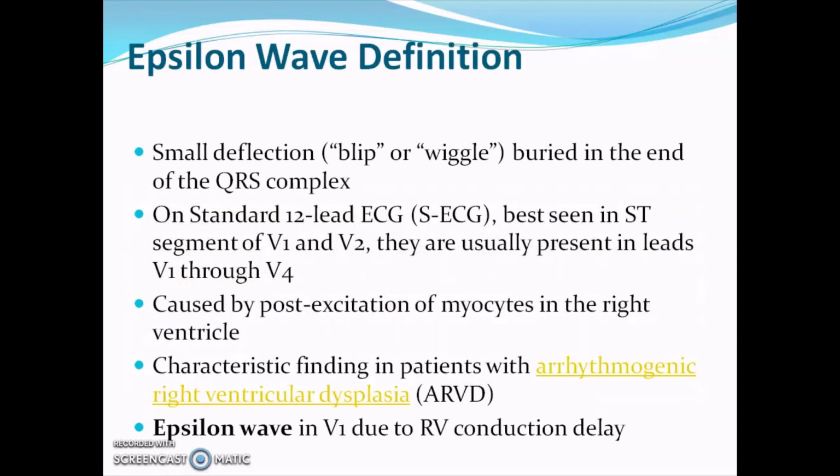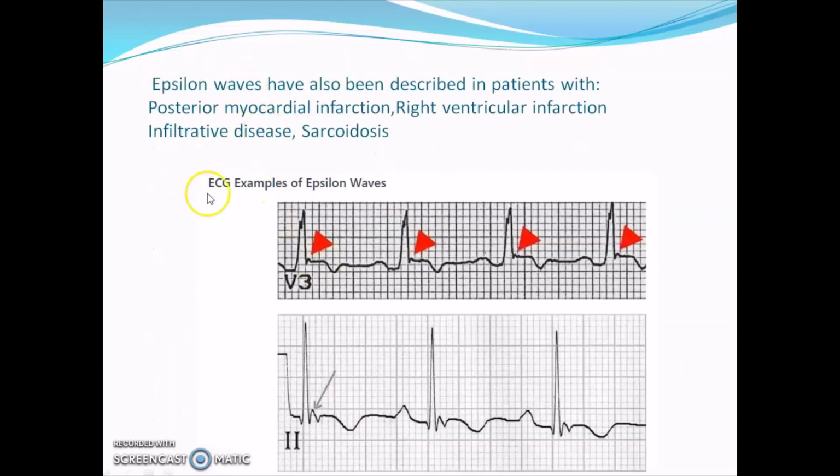Next is epsilon wave. See, here you see a deflection in the ascending limb of the QRS complex. When you see a deflection at the end of the QRS complex, it is called an epsilon wave. So this is the opposite of a delta wave. This is caused by post-excitation of the myocytes in the RV. So this is the characteristic finding in ARVD. Here you see it at the end of the descending limb of the QRS complex. This is an epsilon wave.